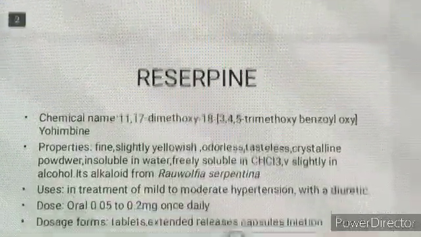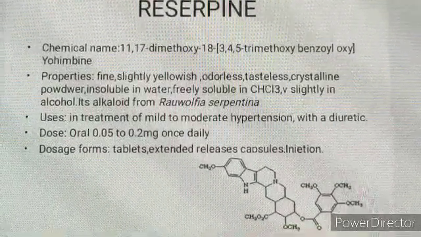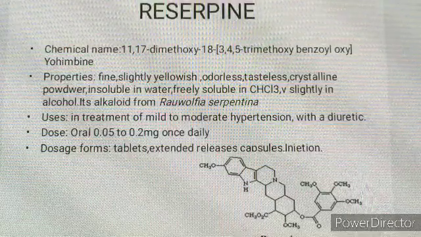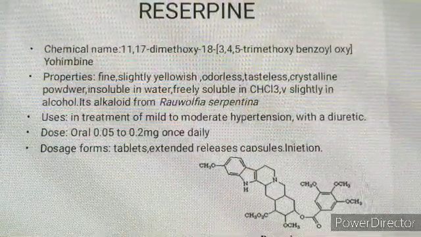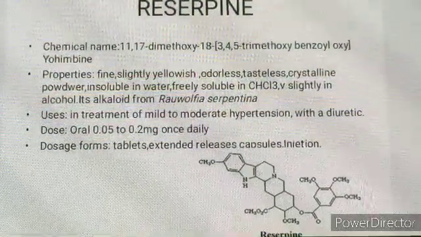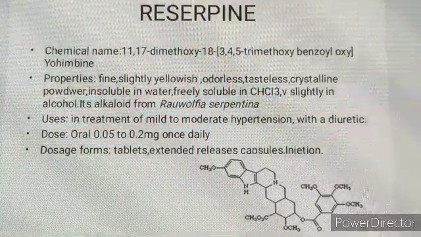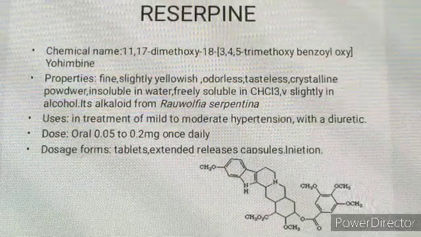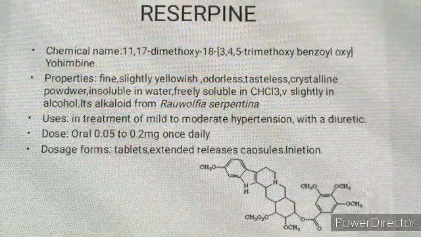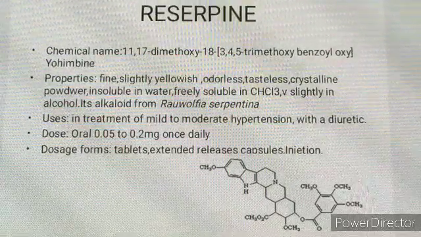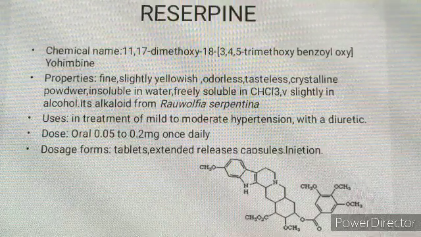Then we talk about reserpine. You can see the structure. This is 11,17-dimethoxy, 18-(3,4,5-trimethoxybenzoyloxy) yohimbine. Now reserpine, this is an alkaloid obtained from Rauwolfia serpentina. This is fine, slightly yellowish, odorless, tasteless crystalline powder, insoluble in water, freely soluble in chloroform.